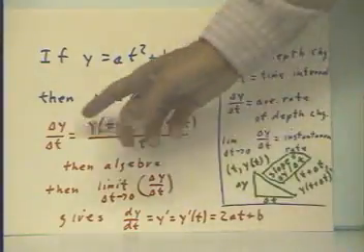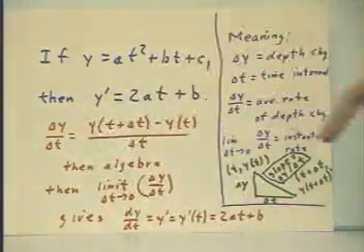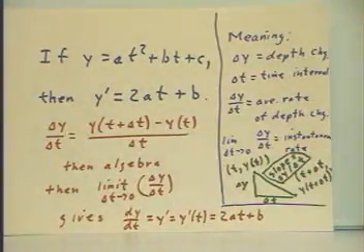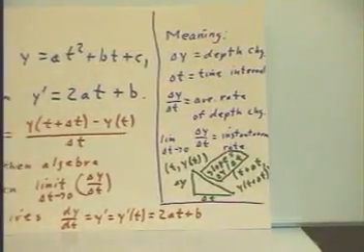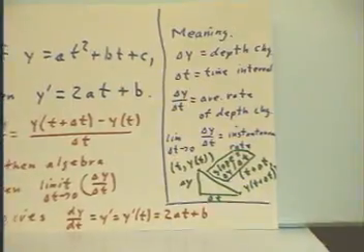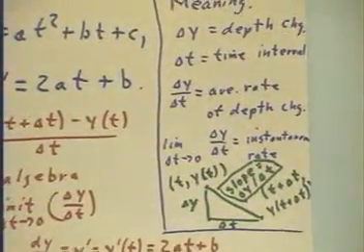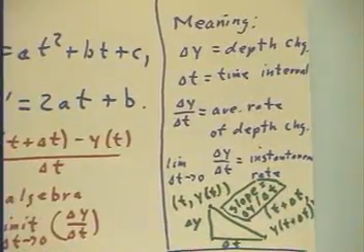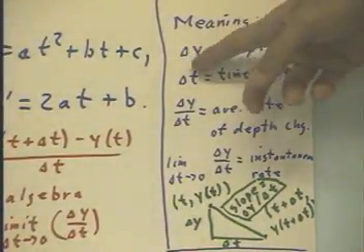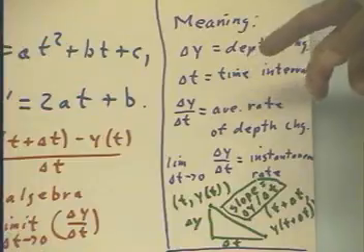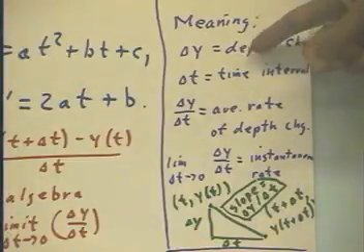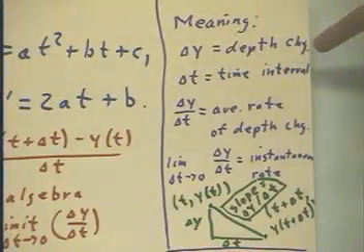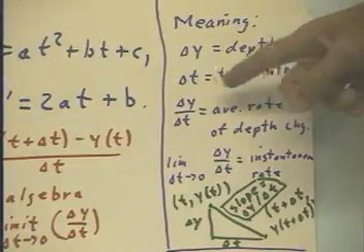Now what's the meaning of this expression, delta y over delta t? We can move in a little bit closer. And we can see that the meaning is, delta y, in the context that we've been dealing in, is the depth change, the change in the depth of the water in the cylinder.